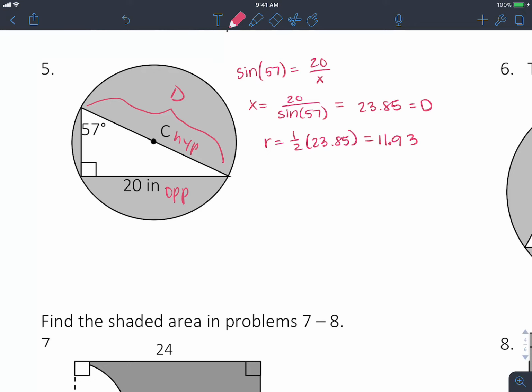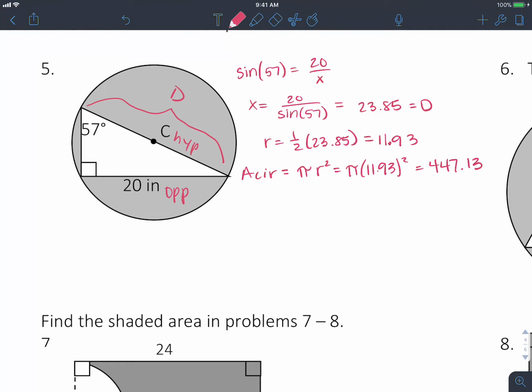Okay, so then we're going to have to find the area of our circle. The area of our circle is going to be pi r squared. So pi times 11.93 squared. And that comes out to be 447.13. Then we need to find the area of our triangle.